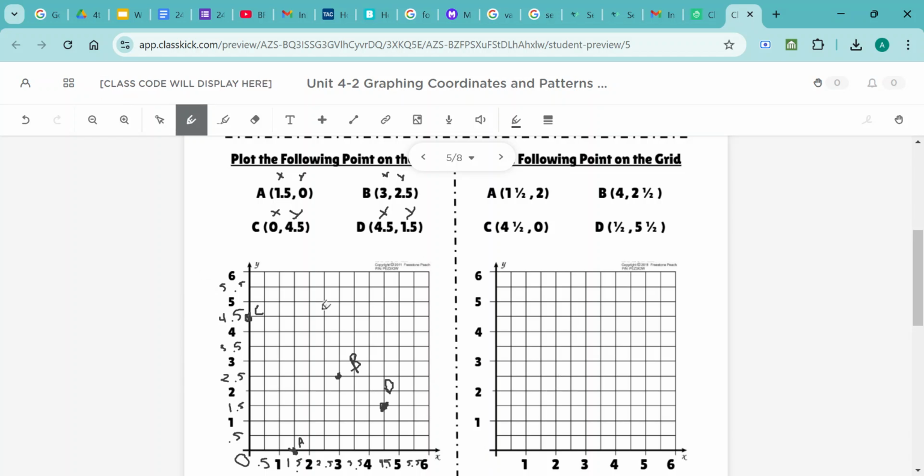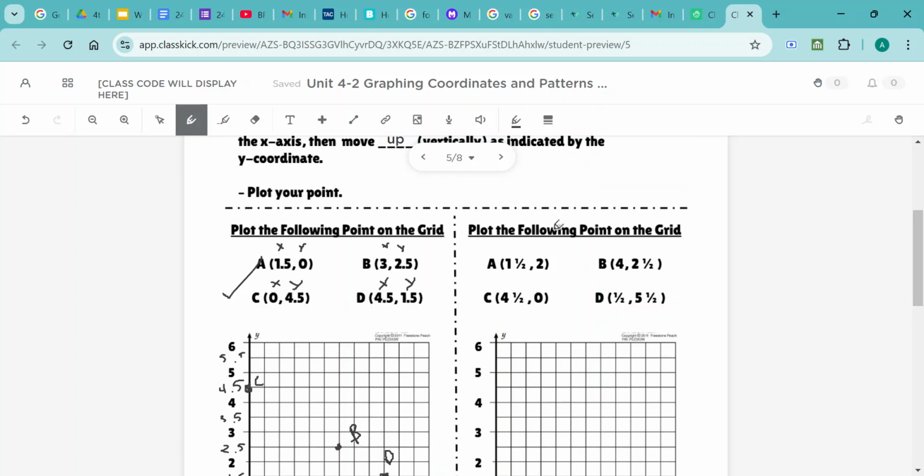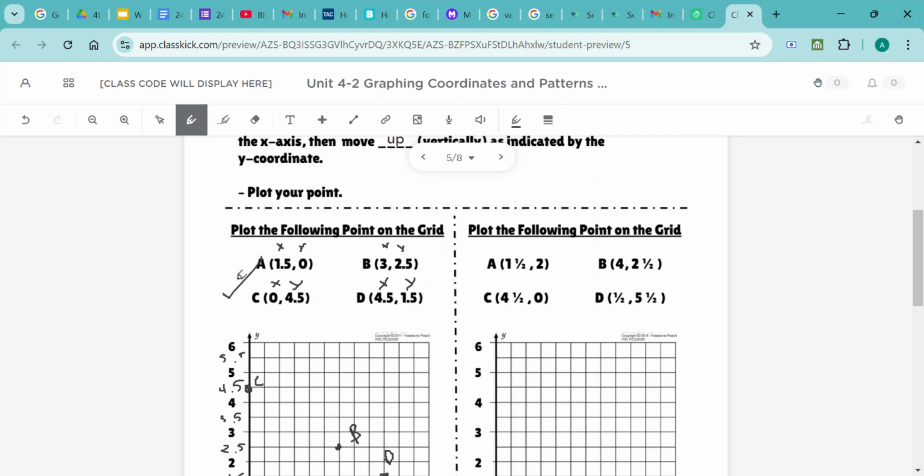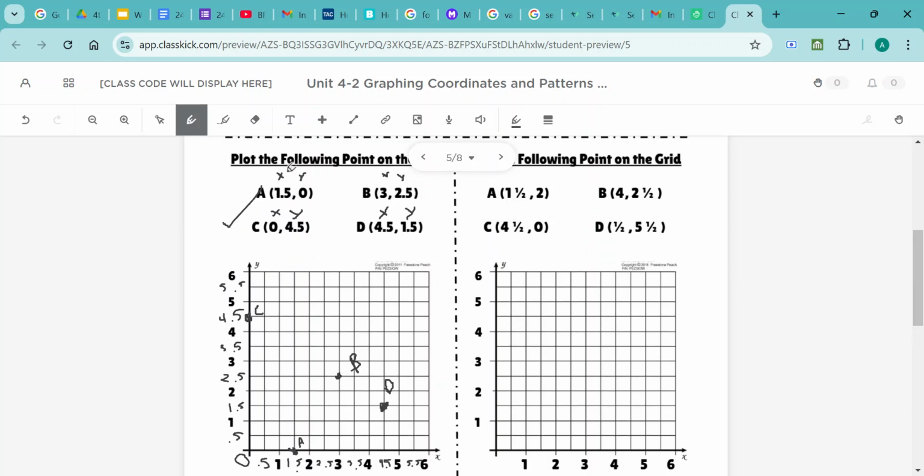All right, so all my points are plotted. I'm done with this. Nice. All right, next one. We're going to plot the following points on the grid. Now we have fractions. On the other one, sorry to go back, I put decimals down here because my points were decimals. This one, my points are fractions. So I'm not going to put decimals. I'm going to put fractions.